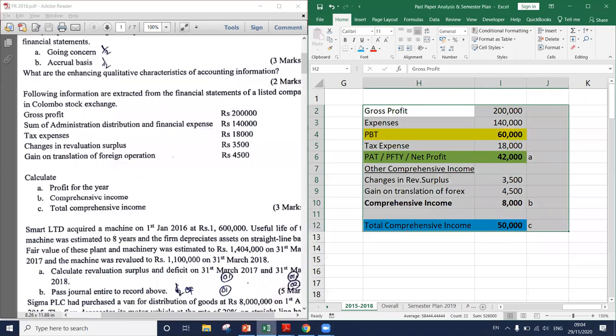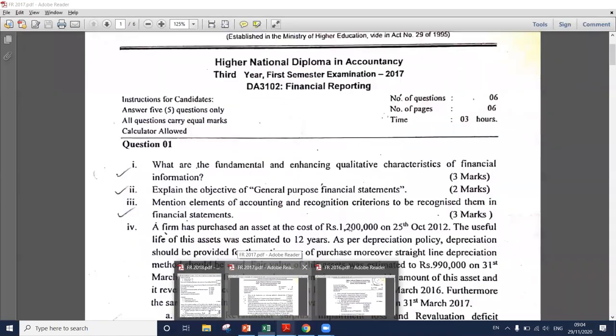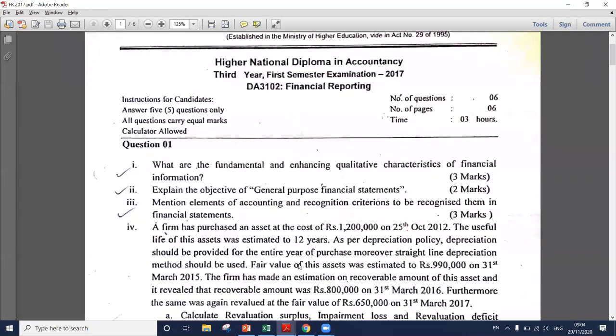Right. So then we will move to 2017. Here it asks, what are the fundamental and enhancing qualitative characteristics of financial information? So I told you this area has been frequently tested. There are two fundamental characteristics, relevance and faithful representation. There are four enhancing qualitative characteristics: comparability, verifiability, timeliness, and understandability, right? In part two, it asks, explain the objective of general purpose financial statements.